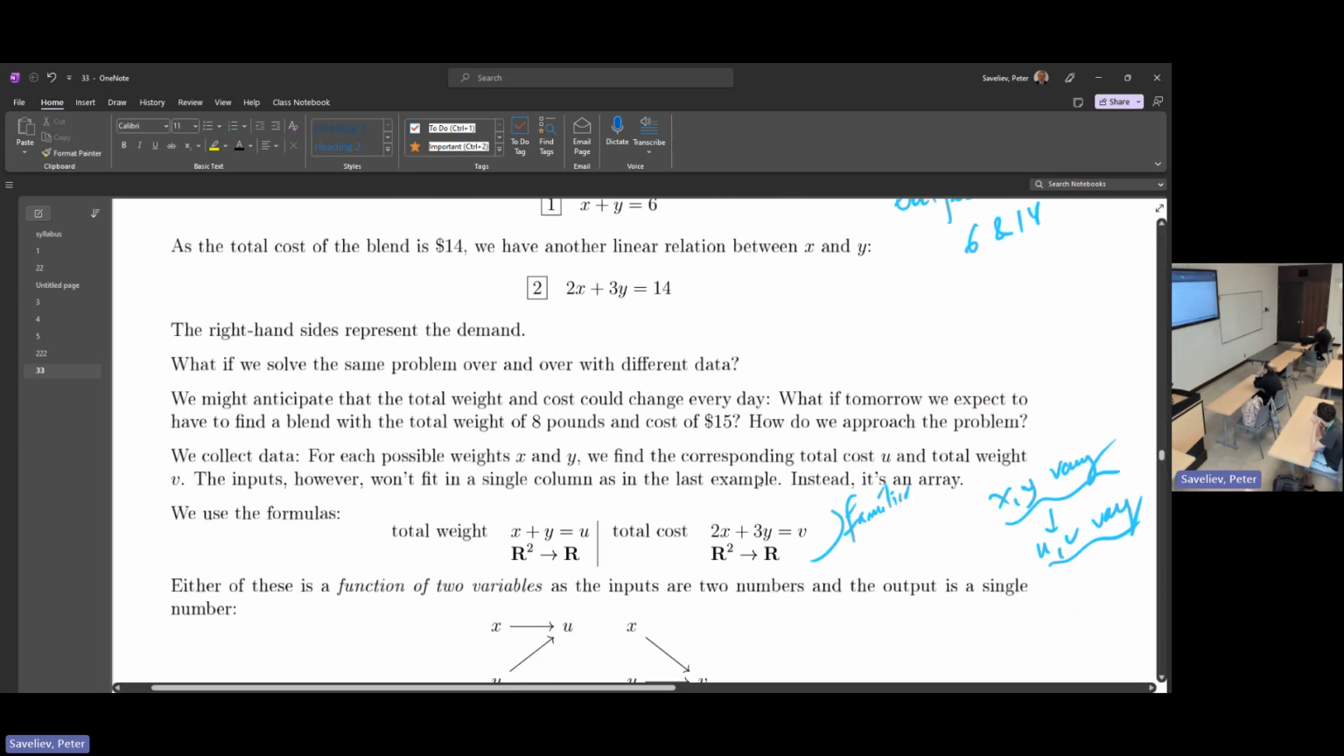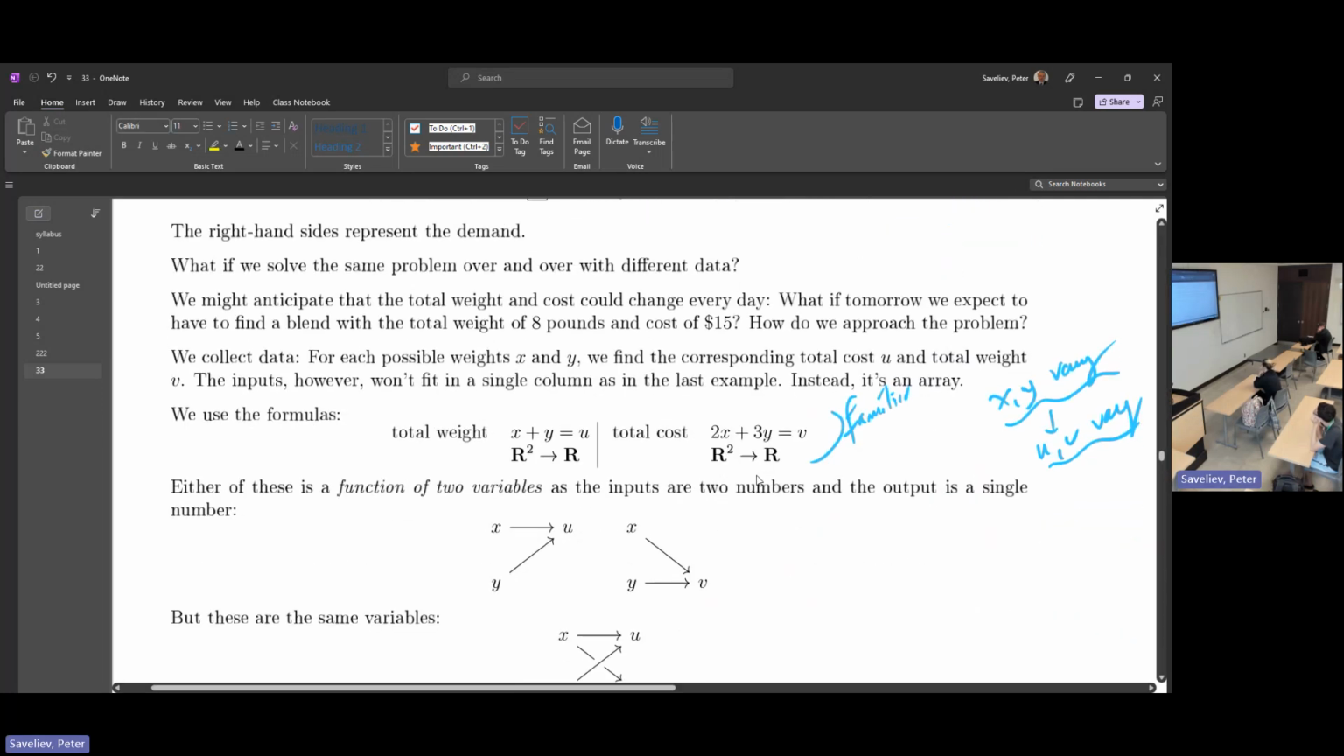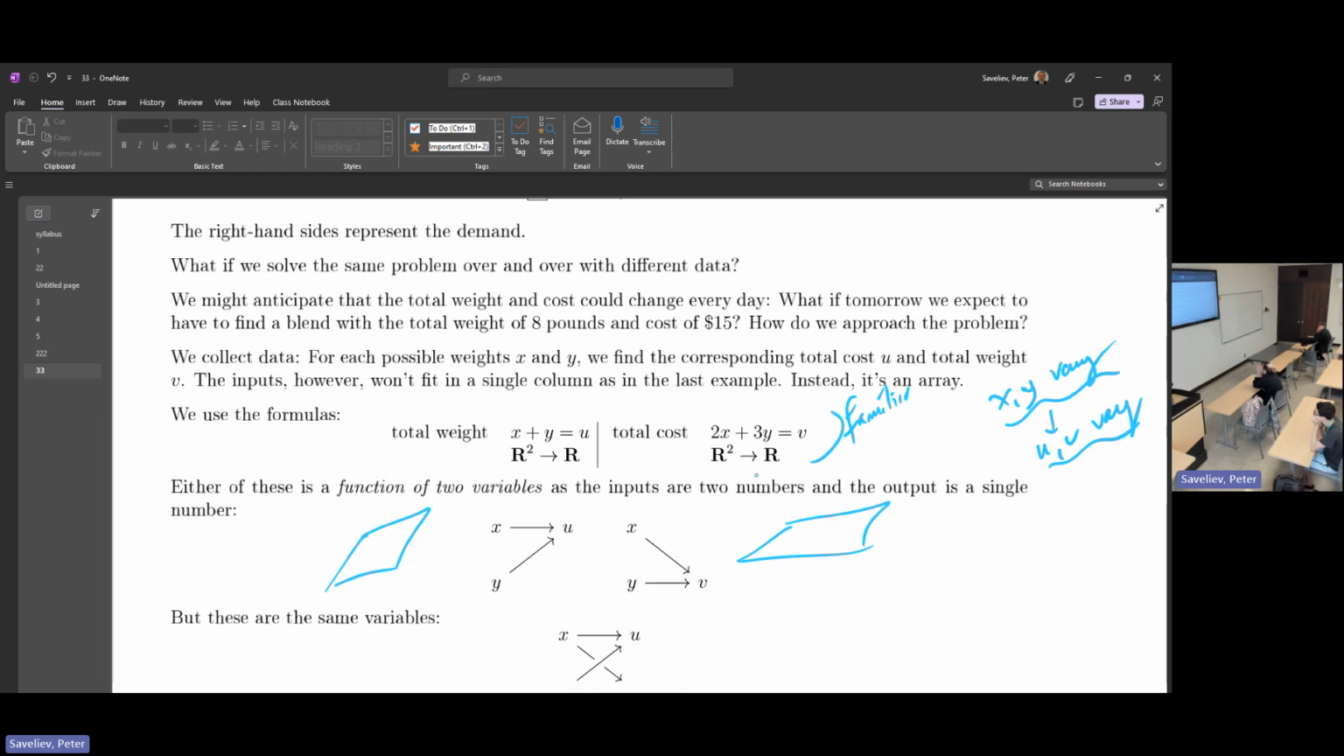Once again, these are the two functions. xy goes to u and xy goes to v. Because everything is linear, the visualization of each of these will be a surface, and that surface will be a plane. And so you can see the complexity that we're facing. We have two functions, each of which is a surface, and how do you combine them? They're apart from each other.